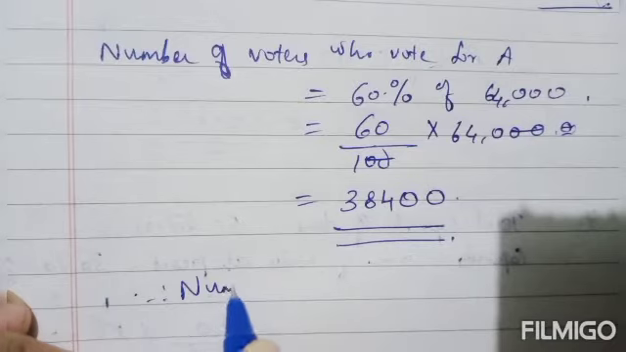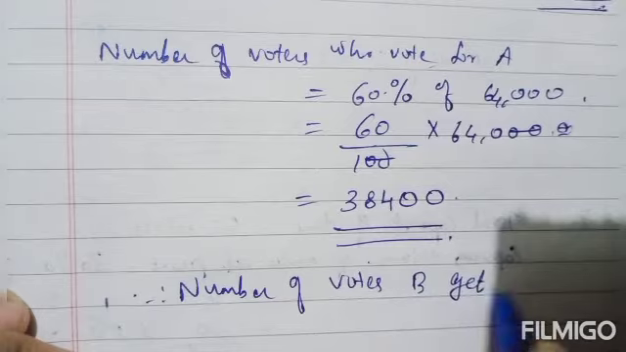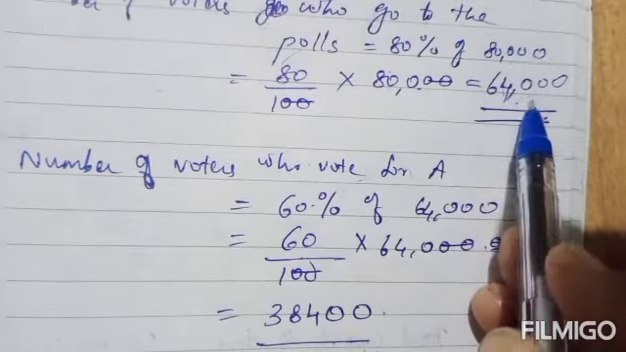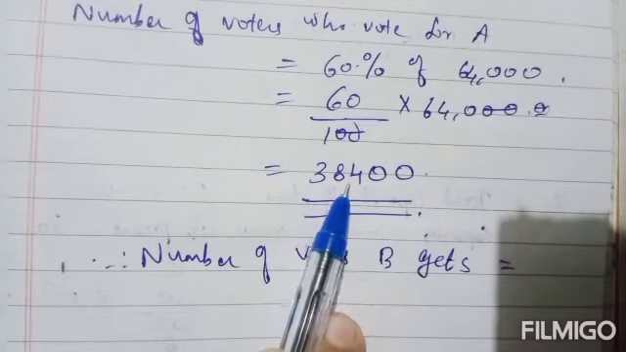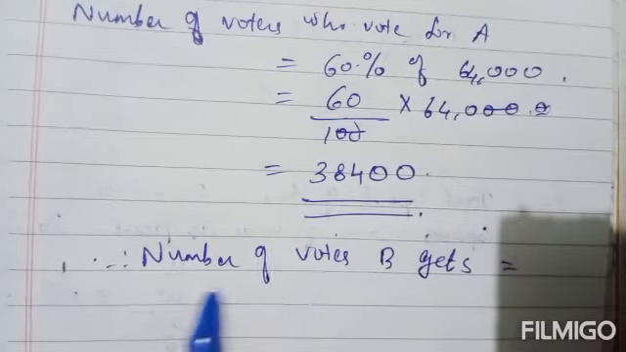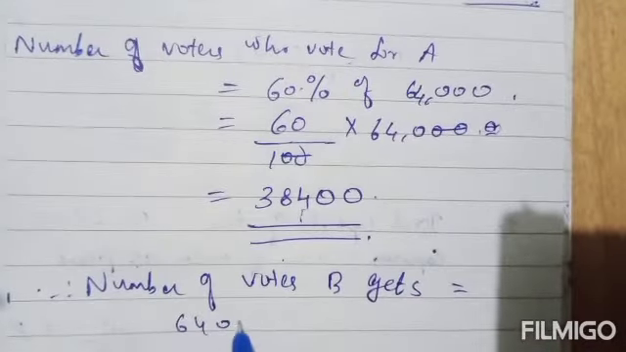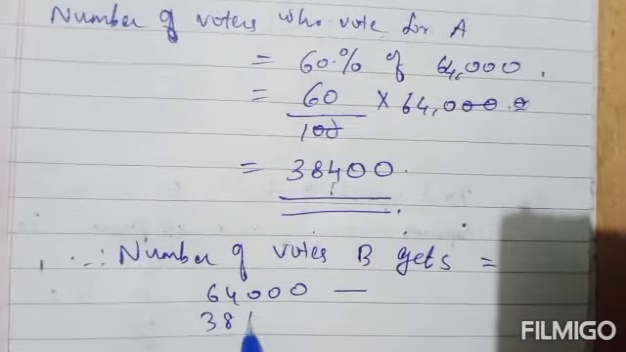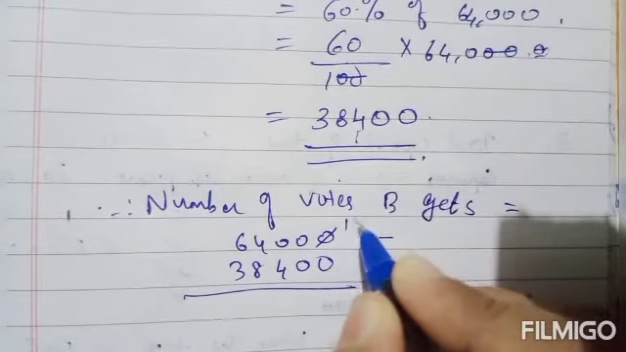Therefore, the number of votes B gets equals, how can you find this? The total number of votes is 64,000. Out of that, 38,400 is for A. So how can you find the number of votes B gets? Just subtract 64,000 minus 38,400. This much vote only B will get.